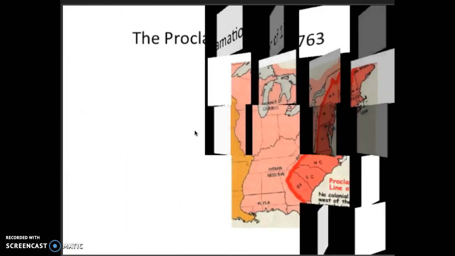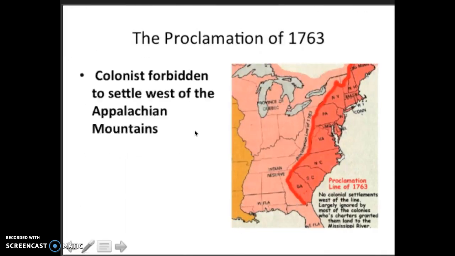Recall the Proclamation Line of 1763 prevented colonists from settling west of the Appalachian Mountains. That's the Appalachian Mountains, so you have troops stationed all around here. This is known as the Indian Reserves, where Native Americans were supposed to be, and these British subjects were prevented from moving westward, and that's where the conflict starts.